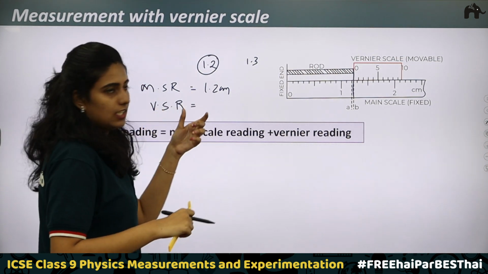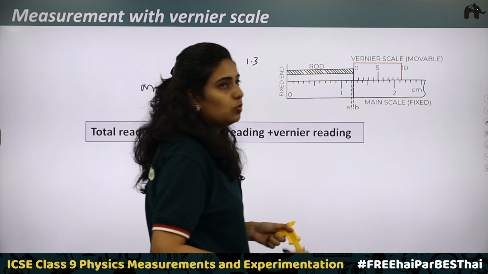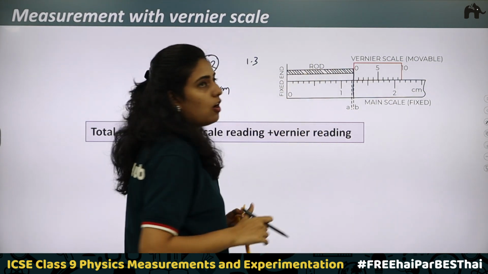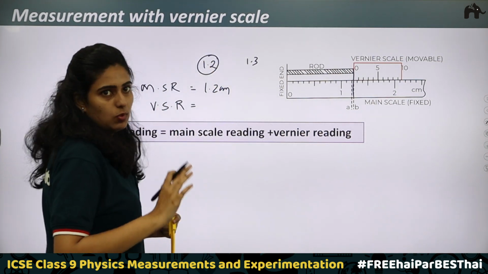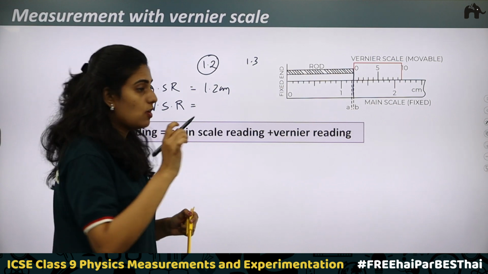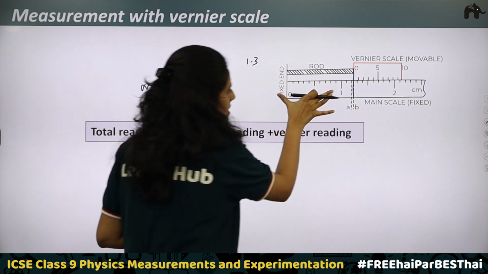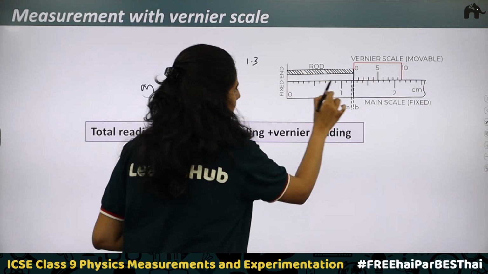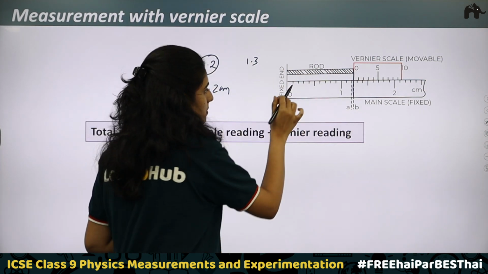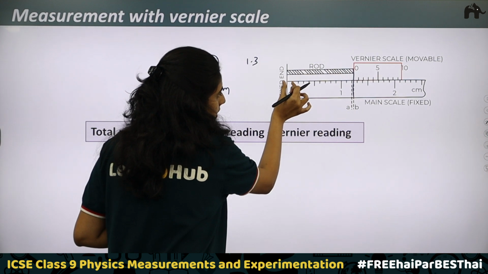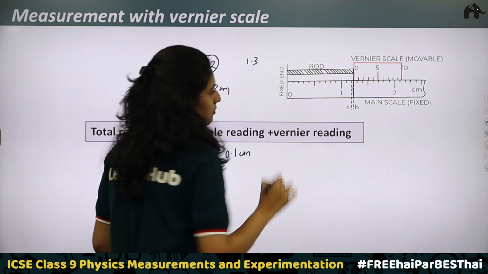Here you can see that the main scale reading plus this AB length will give you the correct length of the rod. This AB length is the vernier scale reading. To get the vernier scale reading, first you have to find the least count. Here, what is the least count? This is 1 centimeter and there are 10 divisions. Therefore, the value of 1 main scale division is 0.1 centimeter.